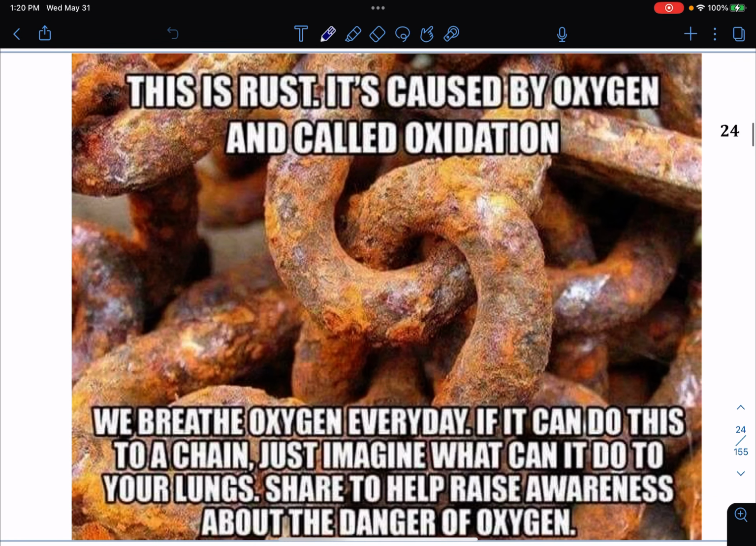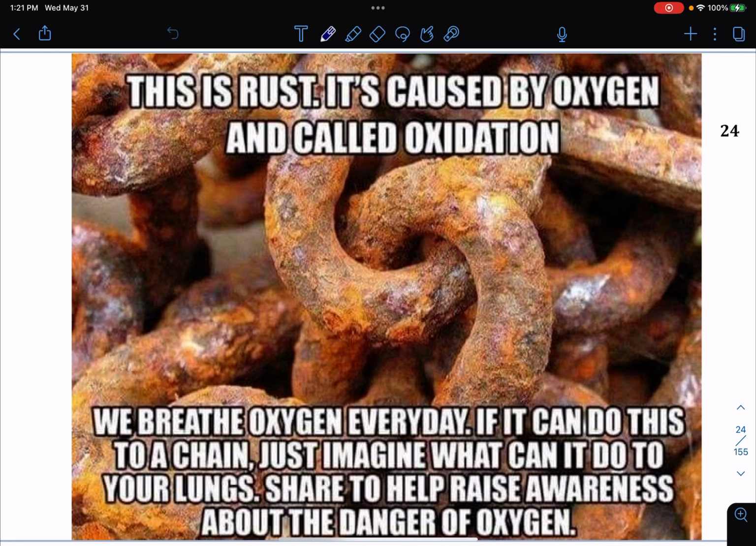So, for example, let's read this infographic. It says, "This is rust. It's caused by oxygen and called oxidation. We breathe oxygen every day. If it can do this to a chain, just imagine what it can do to your lungs. Share to help raise awareness about the danger of oxygen."